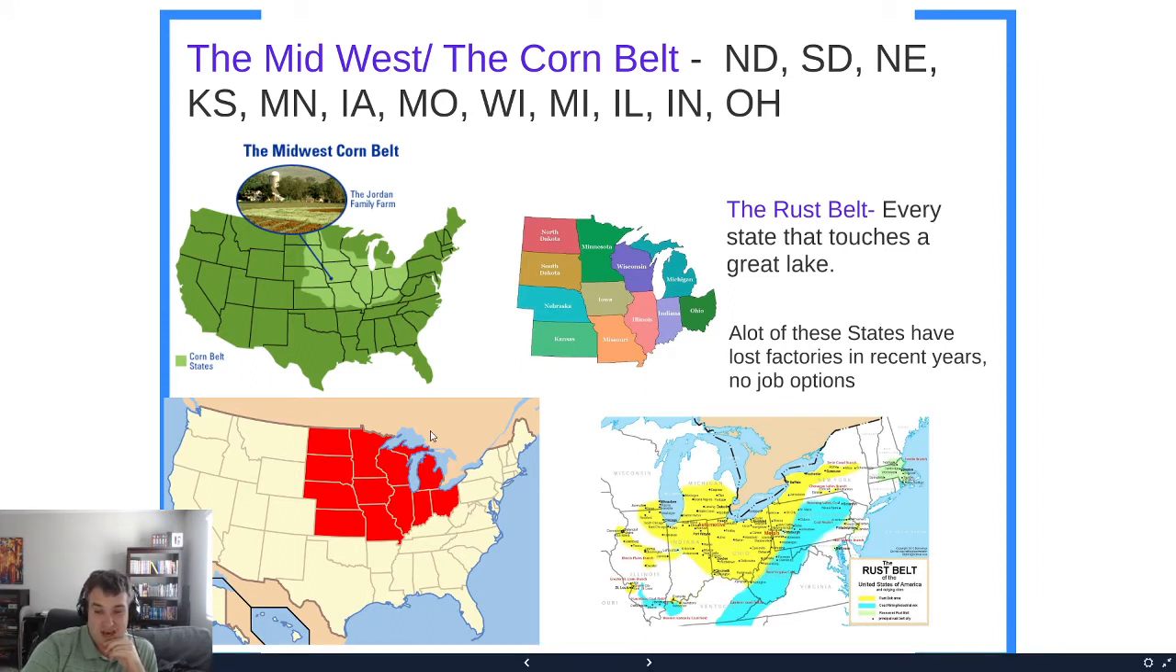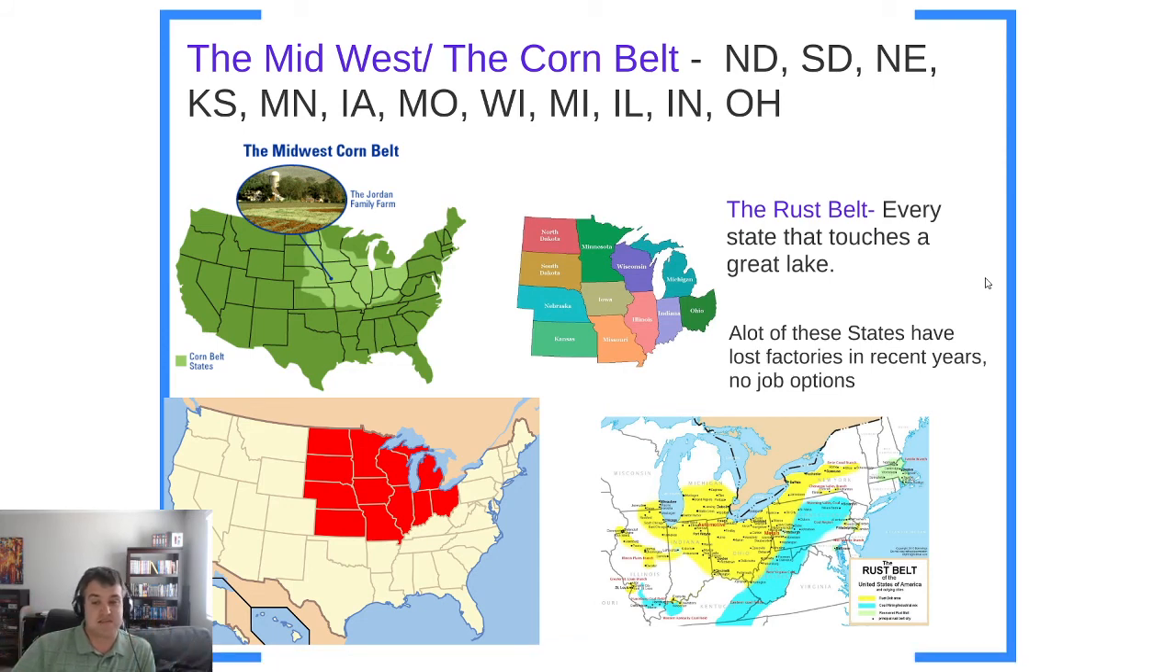But another common term for a lot of these states in the Midwest, especially the ones that border the Great Lakes, people tend to call this area of the United States the Rust Belt. So yeah, every state that touches a Great Lake. So the Rust Belt, I would say Minnesota, Wisconsin, Michigan, Illinois, Indiana, Ohio, and Pennsylvania. And the thing is, this is maybe even more depressing than the Deep South, because these Rust Belt states used to be our prime factory states. It used to be where so many things were produced and made.